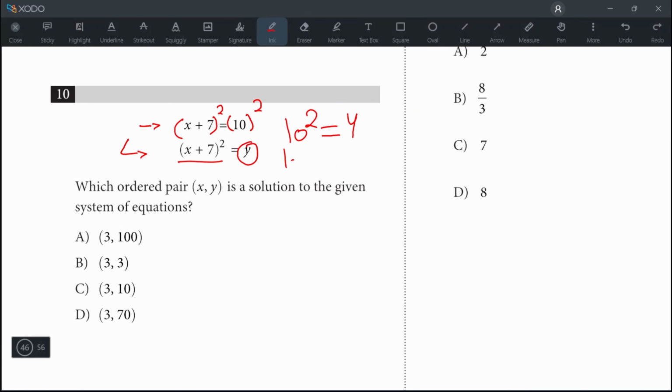10 to the power of 2 is equal to 100. So we know the value of y now. The value of y is equal to 100. Now, which of these choices have a y value that's equal to 100? It is choice A. So A is a correct answer. And this is a system of equations problem.